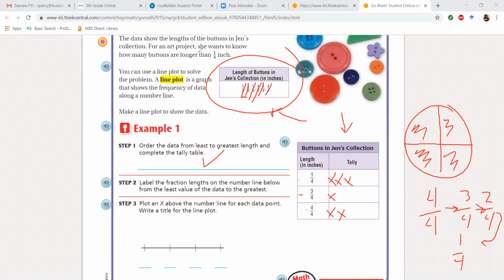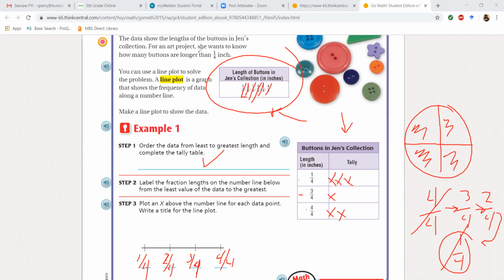So coming down to my number line, I'm going to put 4/4 right there. The smallest is 1/4. That's the smallest number, or smallest fraction. Okay, and after 1/4, we have 2/4. It goes in order from least to greatest. 2/4, then 3/4.